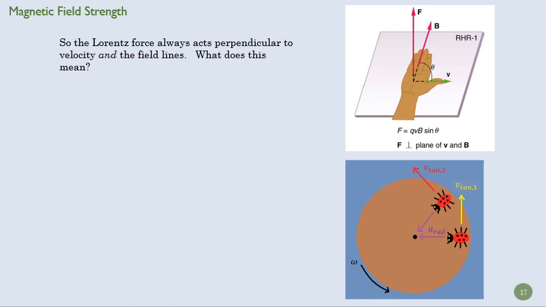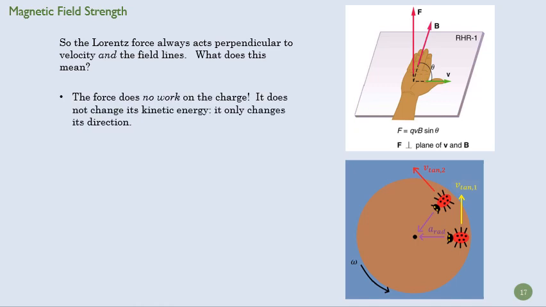So the Lorentz force always acts perpendicular to velocity and field lines, and this has some important implications. One, the force does no work on the charge. It doesn't change its kinetic energy, because if you think about it, that force is always perpendicular to the velocity.